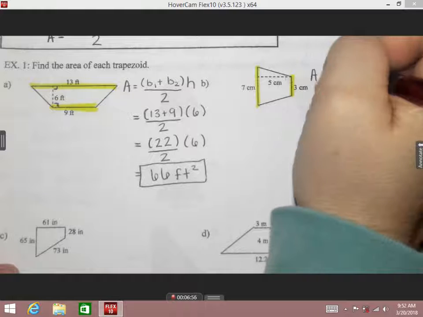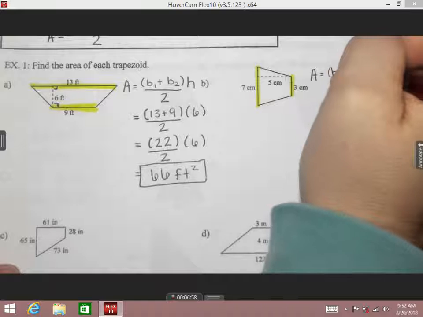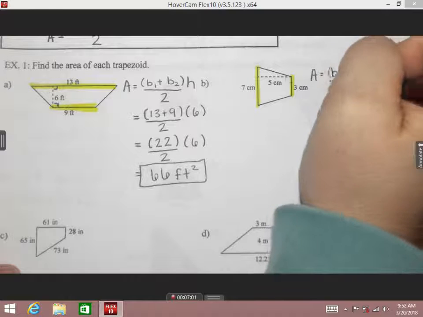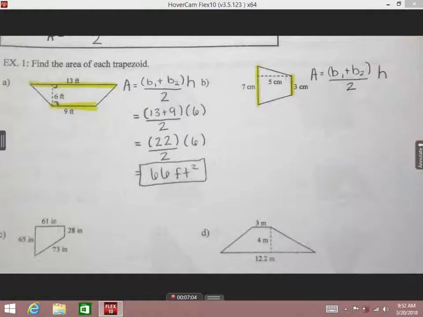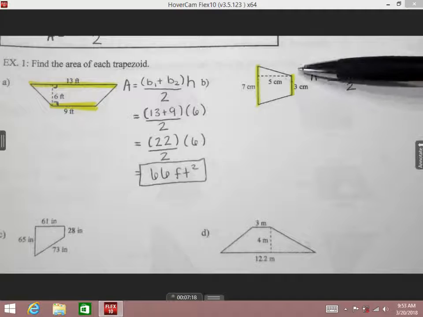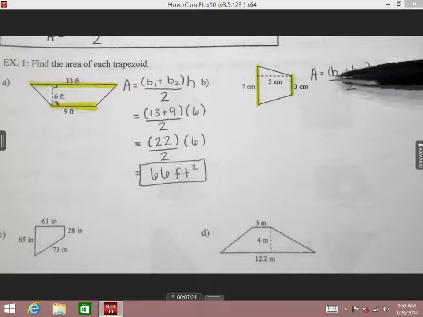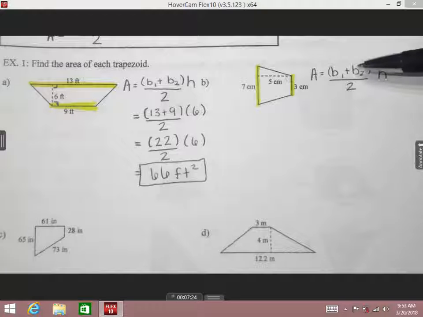All right, let's write our formula. A equals base 1 plus base 2 divided by 2 times the height. I'm going to write that formula every time because every time I write it, I'm one step closer to memorizing it. Guys, you'll notice I'm always using lowercase b's. A is the only capital thing. These b's do have to be lowercase. An uppercase B, we're going to see that when we get to volume, and it actually means something different. So if I use a lowercase, please make sure you're using a lowercase.